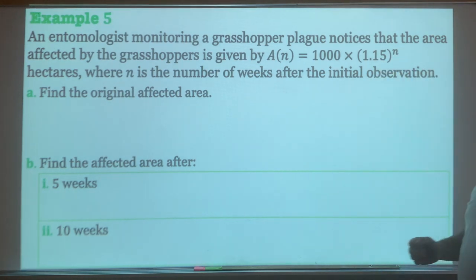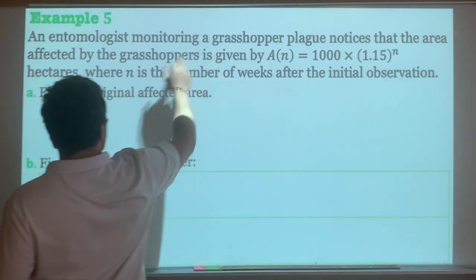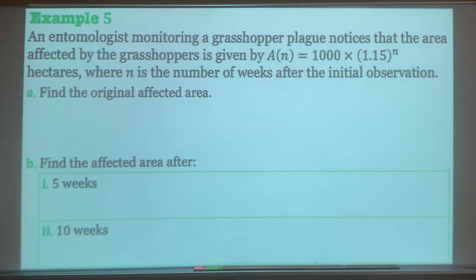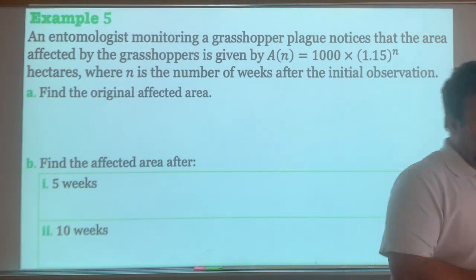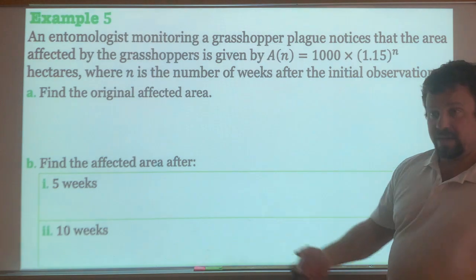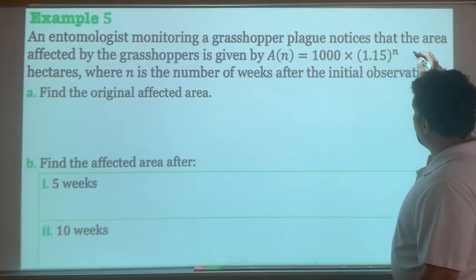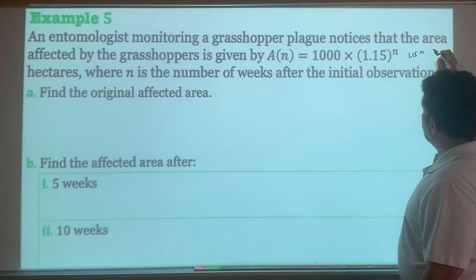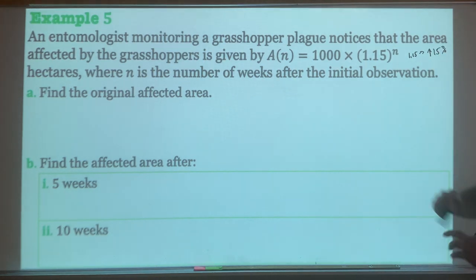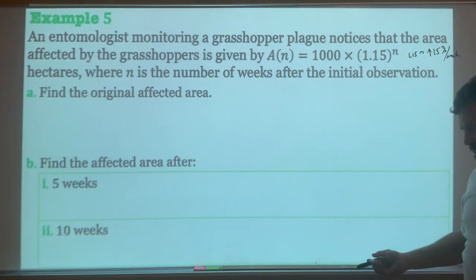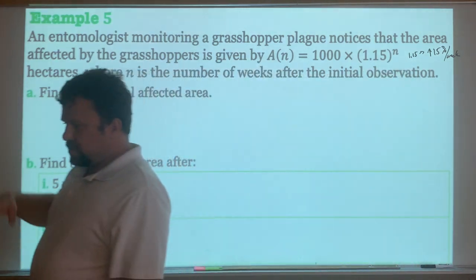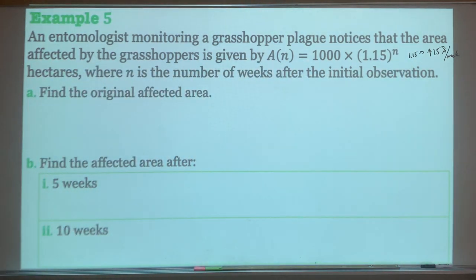1.15, what is it telling you is happening to the area affected by the grasshoppers? The grasshopper plague doesn't mean the grasshoppers are dying, it means they're infecting the land, all right? The grasshoppers are the things that are killing everything on the land. So this 1.15 means that we're increasing by 15%, right? So every week. So that means 15% per week. Do we need to know that? Well, it's just good to know that. So after 5 weeks, you go up 15%, 15, 15, 15, and 15, and then you can figure it out. You do it 10 times for this.